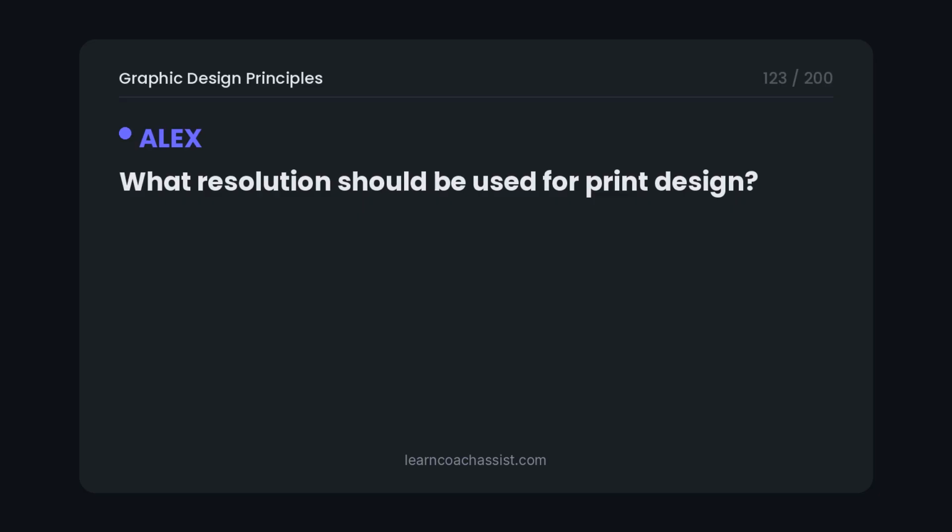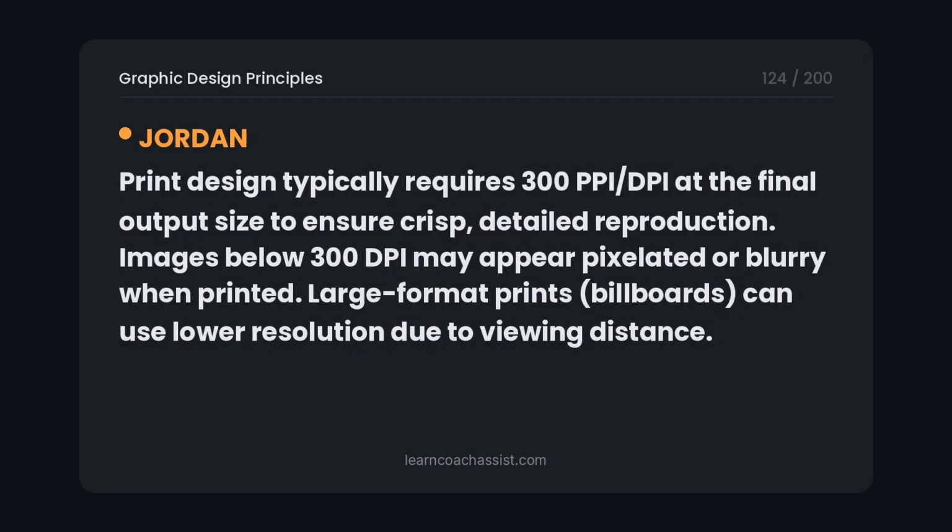What resolution should be used for print design? Print design typically requires 300 ppi/dpi at the final output size to ensure crisp, detailed reproduction. Images below 300 dpi may appear pixelated or blurry when printed. Large format prints, billboards, can use lower resolution due to viewing distance.